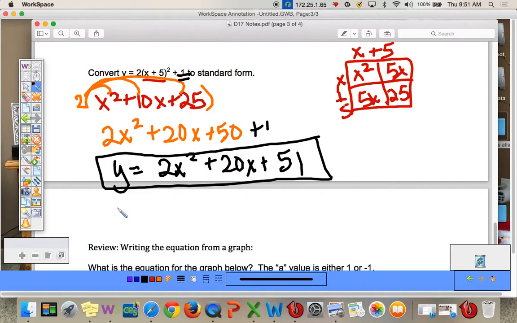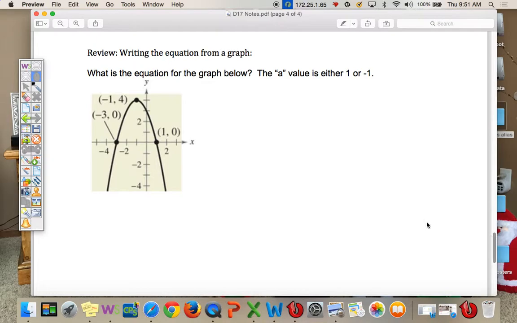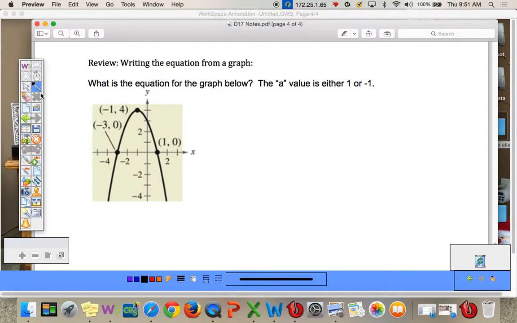All right, so that is converting it from vertex form, where we can look at it and tell what the vertex is, to standard form, where we could use quadratic formula to find the zeros. And then one review, we did this early on. Can you write the equation for the graph below?